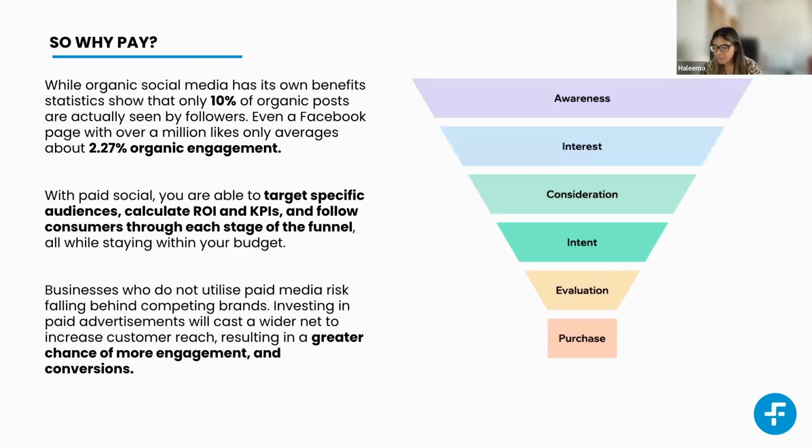So why should you pay for paid media? While you can get your content out using organic social media, stats show that only 10% of organic posts are actually seen by the followers. If there's a page with 1 million likes, this averages about a 2.27% organic engagement, which is pretty poor. With paid social, you're able to target specific audiences, calculate ROIs and KPIs, just because you know exactly how much you've spent on your advertising, and then follow the consumers through each stage of the funnel.